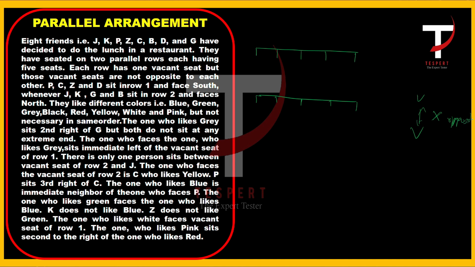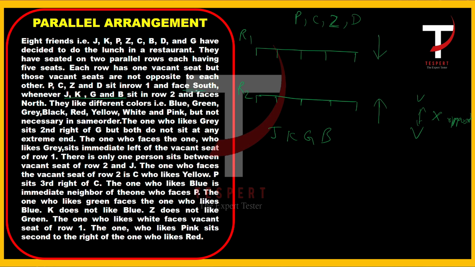P, C, Z and D sit in row 1. So this is row 1 and this is row 2. So P, C, Z and D sit in row 1, whereas Z, K, G and B sit in row 2 and face the north direction. The row 2 members face north and row 1 members face south. Okay, so it is given they face the south direction.